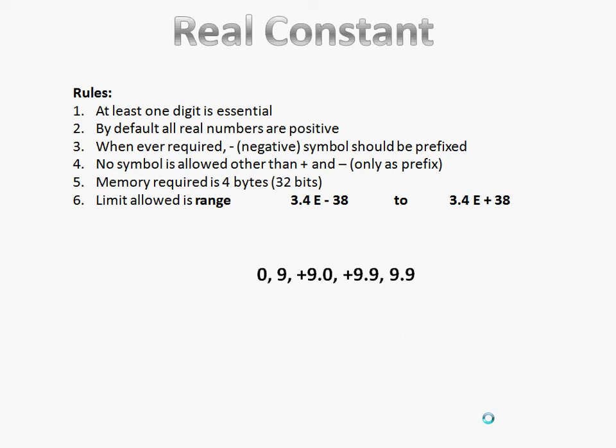In real constant, we can store with below formats. We can store 0, we can store 9, we can store plus 9.0, which is with the decimal values. We can store plus 9.9. We can also store 9.9. We can also store the negative numbers. We can store minus 9.0, minus 9.9 also can be stored.